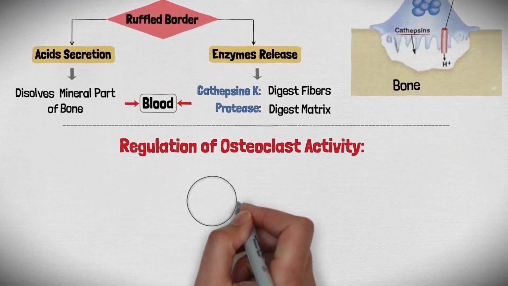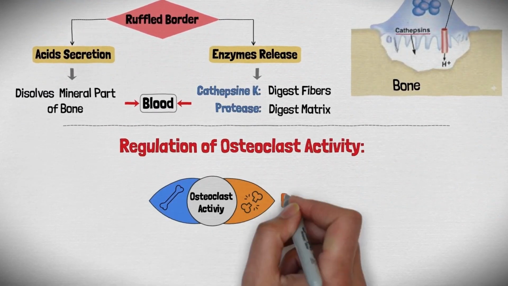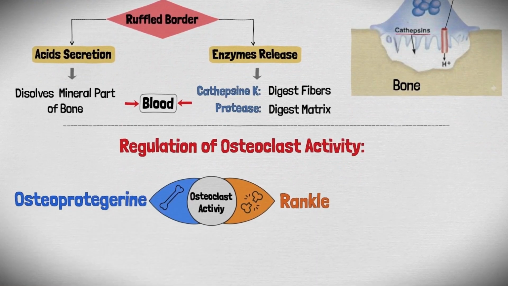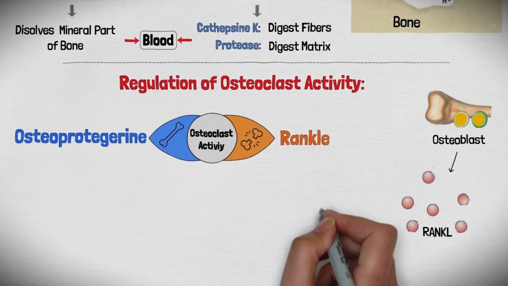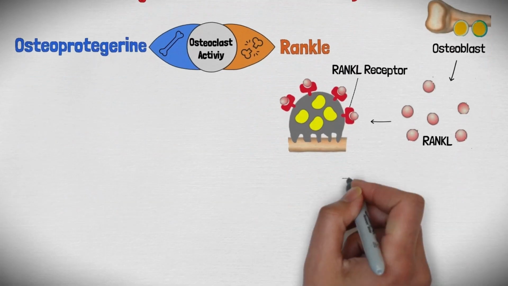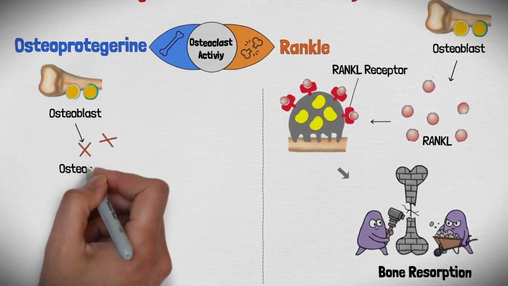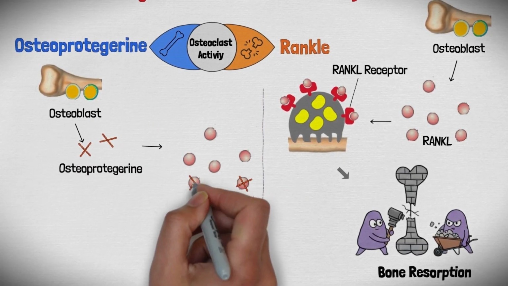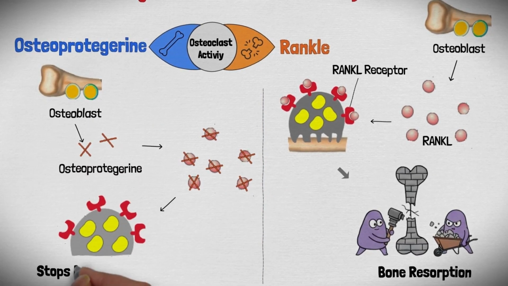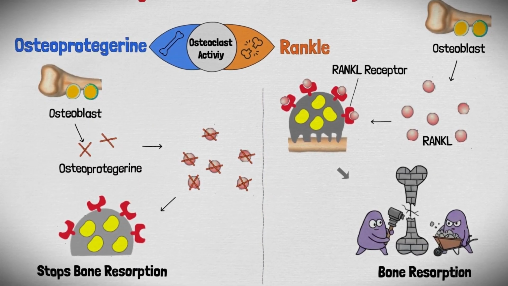Regulation of osteoclast activity. This activity is maintained due to two things, RANKL and osteoprotegerin. Osteoblasts release RANKL, which stimulates the RANK receptor present on osteoclasts. Once activated, the osteoclast starts bone resorption. Osteoprotegerin is also released by osteoblasts, and by blocking RANKL, it stops osteoclast activity, that is bone resorption.